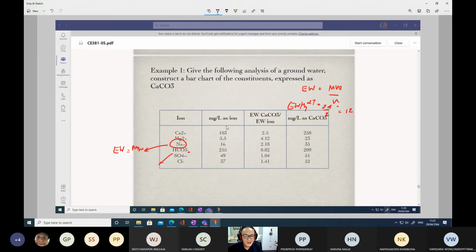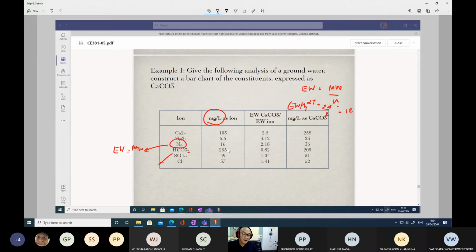The values shown in the second column are expressed in terms of milligrams per liter. If it doesn't say anything like this, it means milligrams per liter as an ion. So 103 is the milligrams per liter of calcium 2+. But this one we cannot compare with the others, whether which one is present in greater amounts or is the dominant one.